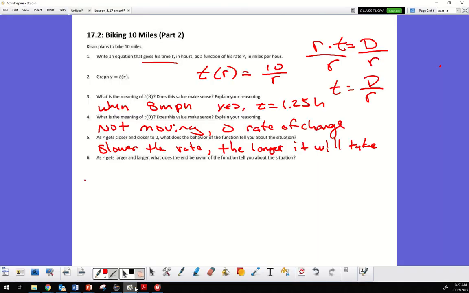So, let's go back to this. As r gets larger and larger, what does the end behavior of the function tell you? So, a faster rate. What about my time? It's a smaller time, right? Okay, then. So faster rate, smaller time. So in the previous one, slower rate, the longer the time, right?